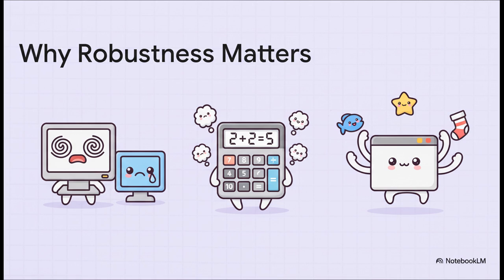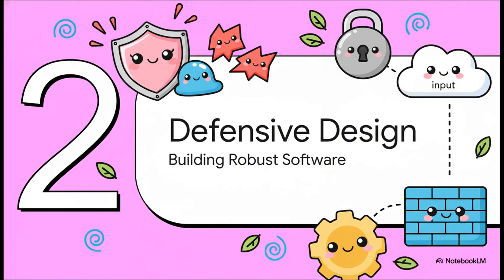So here's the key thing for your exam. Robustness isn't about fixing things after they break, it's about designing your program to prevent those failures from ever happening in the first place.